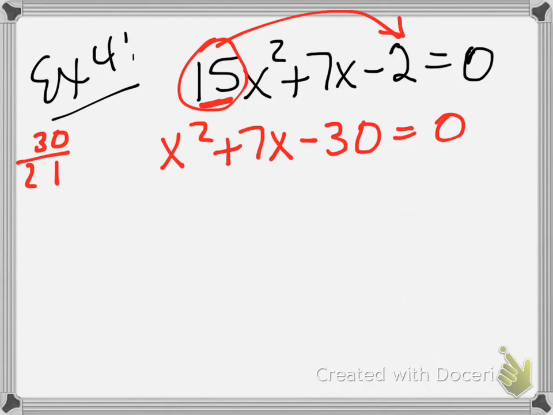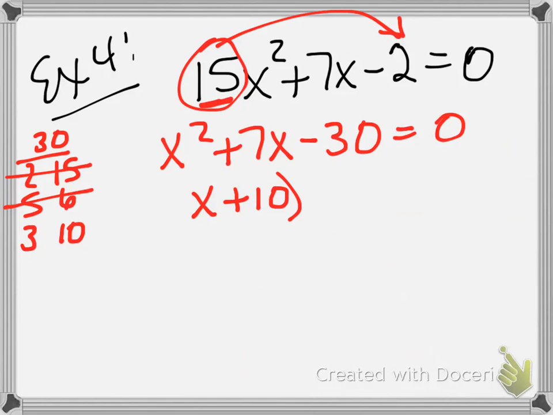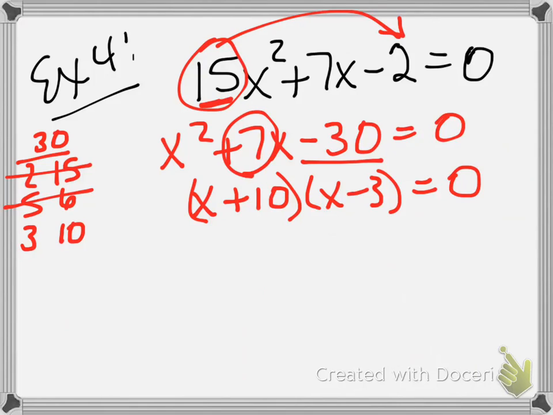So you could say 2 and 15. I could say 5 and 6. I could say 3 and 10. So 2 and 15 give me 7. Nope. 5 and 6 isn't going to give me 7. But 3 and 10, that could definitely work, because if I had x plus 10 and x minus 3, then 10 times negative 3 does give me negative 30, and 10 plus negative 3 does give me positive 7. So here are my factors.